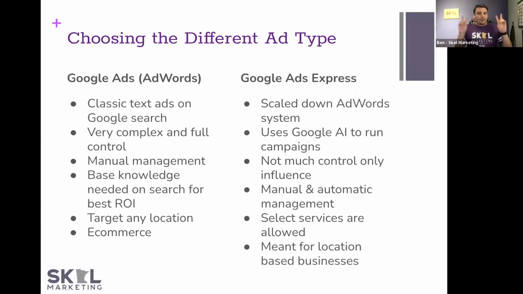Now, there is a more watered down, or scaled down, version of AdWords or Google Ads, using AdWords just as the connection to the text ads. This essentially uses Google AI to run your campaigns. So we get less control, but there's less management needed. This works really well for well-known small businesses in a local area. So a painter might find some success with AdWords Express.